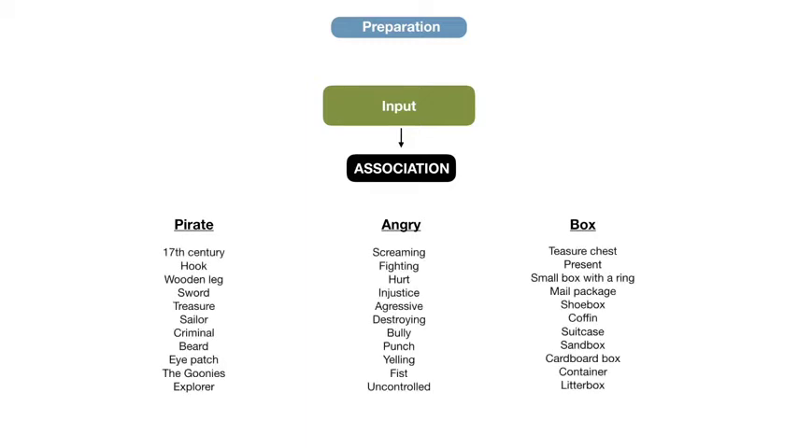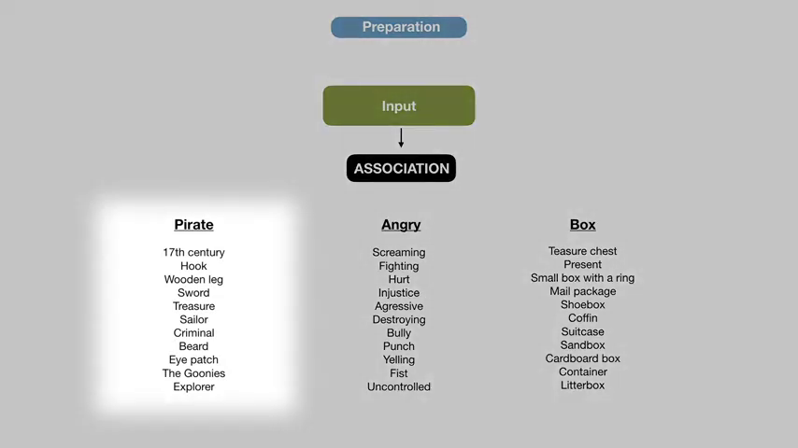You can start thinking of a list of words on anything that's given in the input. I chose those three words to keep it clear. Those are the main words of the input. So with pirate, first things that come to mind are 17th century, hook, wooden leg, sword, treasure, sailor, criminal, beard, eye patch, the Goonies, and explorer.